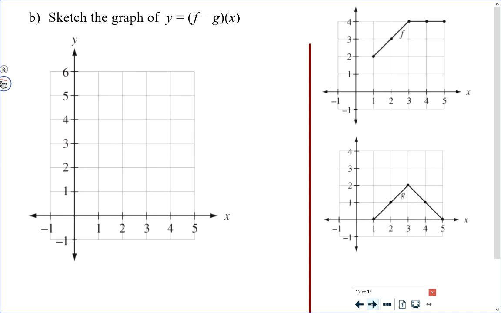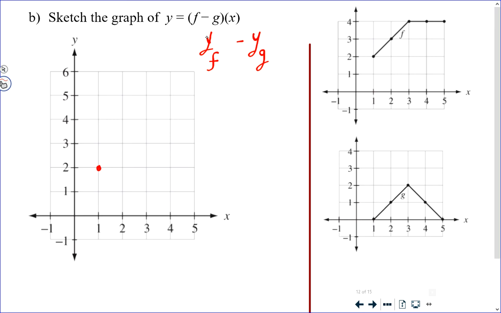So we have to be careful here that we remember we're taking the y coordinate minus the y coordinate, but it's the y coordinate of f minus the y coordinate of g. And we do the exact same thing. We look at the x coordinates and the corresponding y coordinates, and we're going to subtract. We're going to subtract the y coordinate at f, which is 2, minus the y coordinate at g, which is 0. 2 minus 0 is still 2. So when x is 1, y is 2.